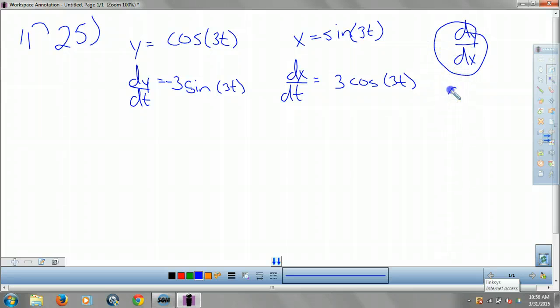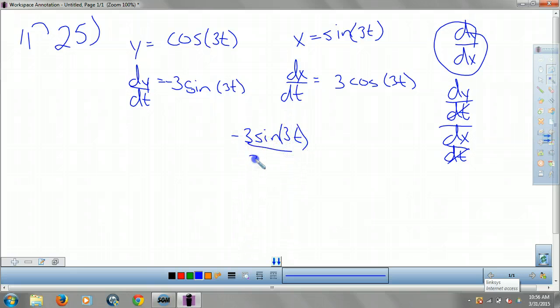Now to find dy over dx, you take your dy over dt, you divide it by your dx over dt, and your dt's will end up canceling and you get your dy over dx. So your negative 3 sine of 3t divided by 3 cosine of 3t. 3's cancel. Okay, so that's our derivative, right? Now to find the slope at that point, we have to plug in that t value.